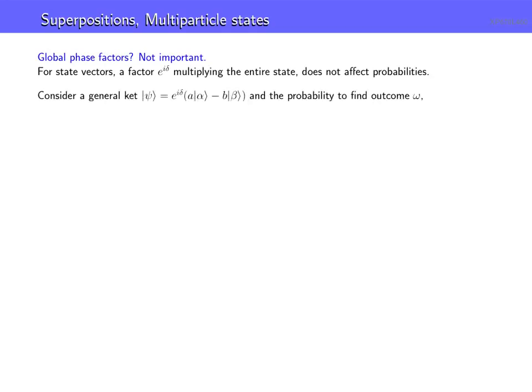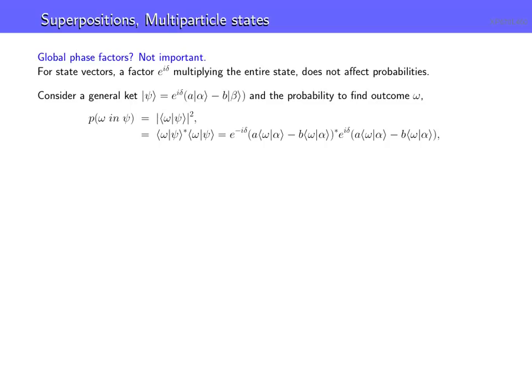So let's consider a general ket, and we'll have this global phase factor out front. We'll have Aα − Bβ, where A and B could be complex coefficients. We're not going to really be concerned with those. But we want to find the probability to find the outcome ω. So recall we did discuss how to do this before. We express this as follows: we take the bra vector of the outcome we're interested in and act on the state and take the modulus square.